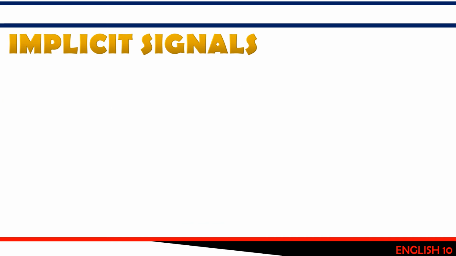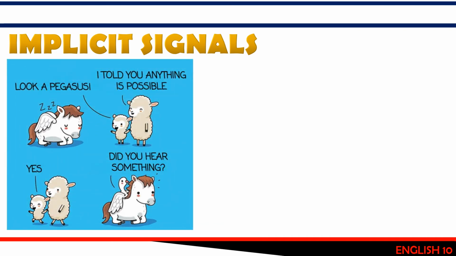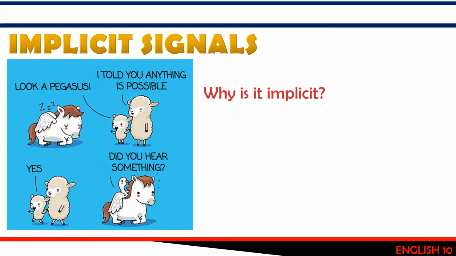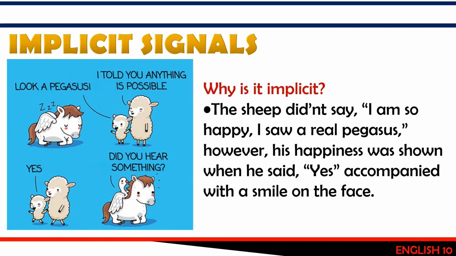Let's have another example. You try to analyze the conversation in this image, and you elicit the implicit signals used in this image. So the implicit signal is to conclude that the sheep is very happy to see what he thought is a real Pegasus. It's implicit. The sheep didn't say it, "I am so happy I saw a real Pegasus." However, this happiness was shown when he said, "Yes," accompanied with a smile on his face.